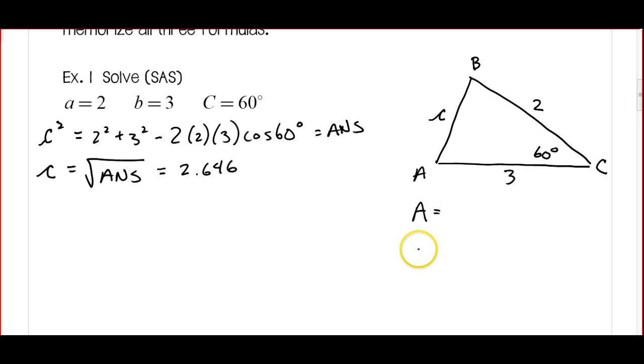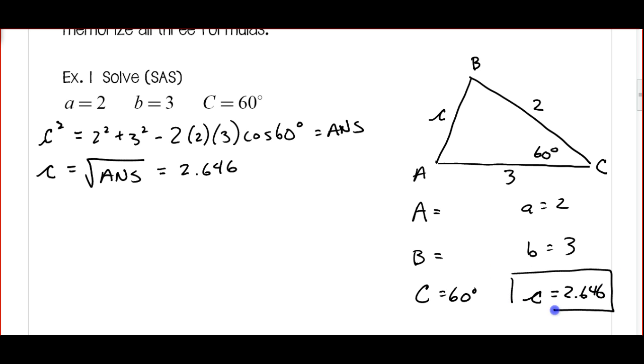So we still need to find A, we still need to find B. We know C is 60 degrees, we know that a is 2, we know that b is 3, and we just found out that c is 2.646. At this point, again, I'm going to use law of cosines, except I'm going to use the form for the angle. So I'm going to put in 2.646, and I'm going to find angle B next.